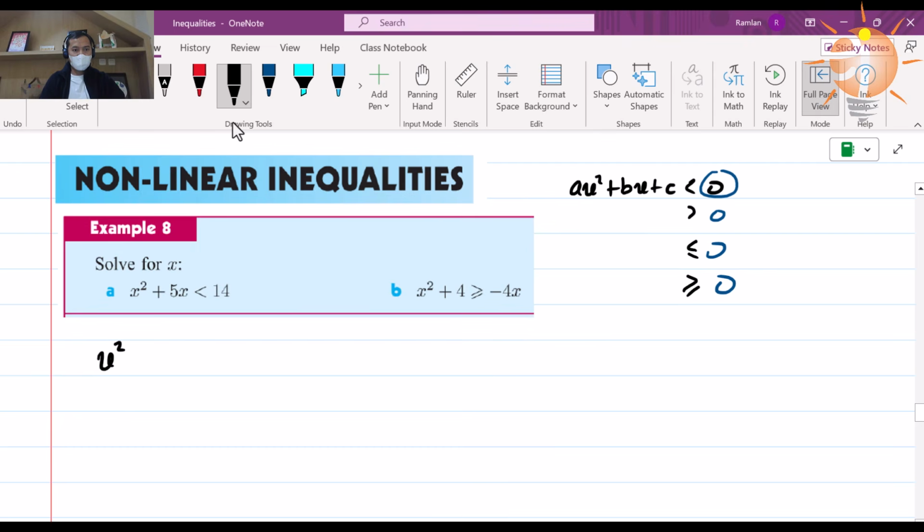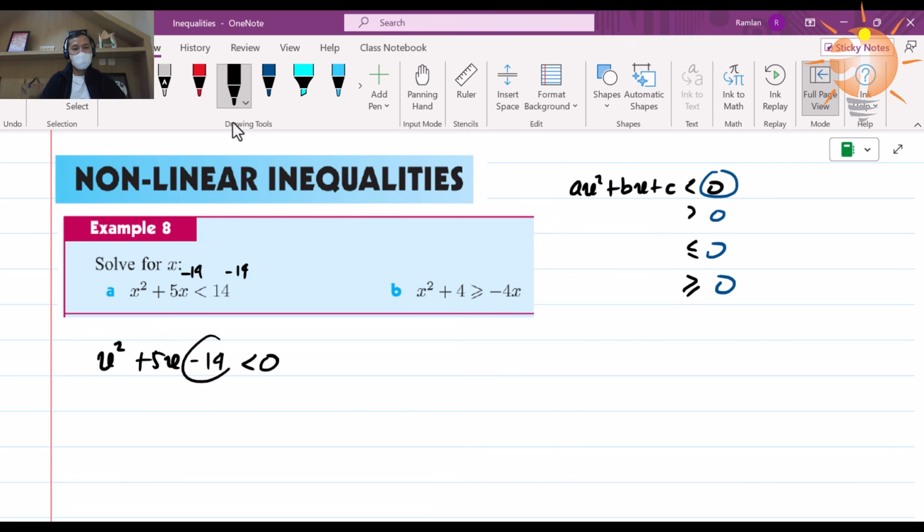So we have x squared plus 5x, and then we are going to subtract 14 on both sides. Minus 14 over here, minus 14 over here. That'll be minus 14 and less than 0. Now the rest is absolutely the same as what you always do in solving a quadratic equation. You can use the factoring method, completing the square, or the quadratic formula. For this one, it's pretty easy because we can actually factorize.